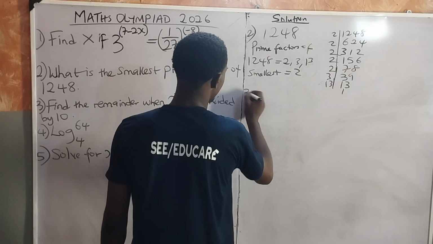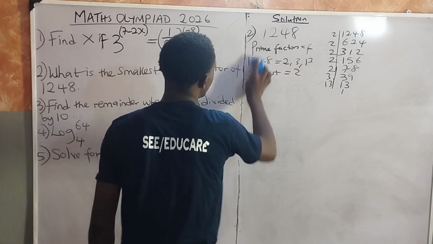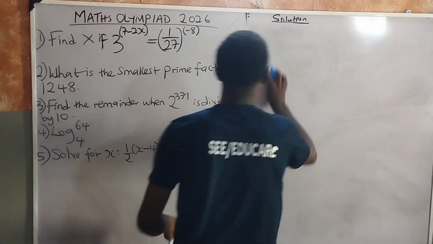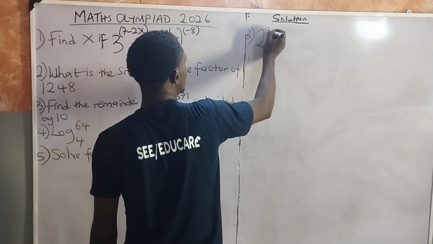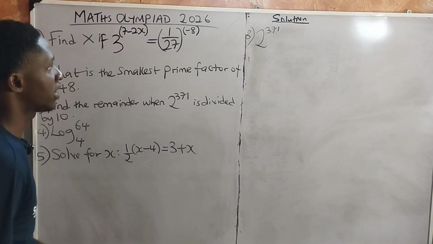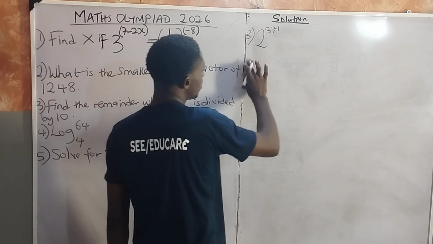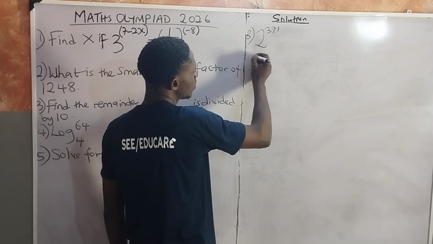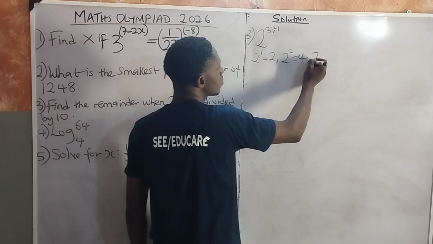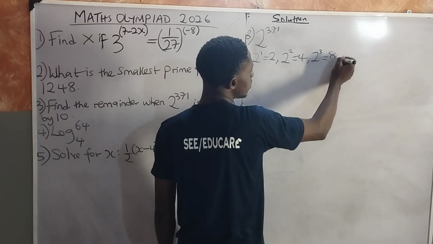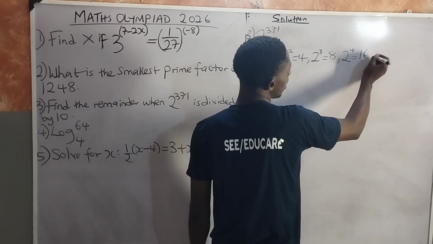So we go to number 3. Find the remainder when 2 raised to the power of 371 is divided by 10. So how do we go about this question? First of all, let's focus on this. 2 raised to the power of 1 is 2. 2 raised to the power of 2 is 4. 2 raised to the power of 3 is 8. 2 raised to the power of 4 is 16, and so on.